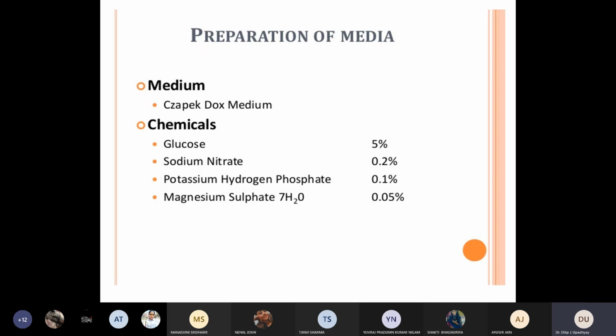If you can draw the structure, excellent. And then you will say that the fermentation medium comprises of this. I have not written water here, but 0.5%, 5% means 5 gram in 100 ml. So you dissolve everything in water. In a fermentation, water is the standard solvent which we use. Everything is dissolved in water, and these are all water soluble components.